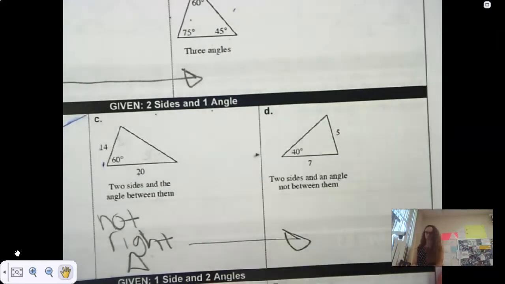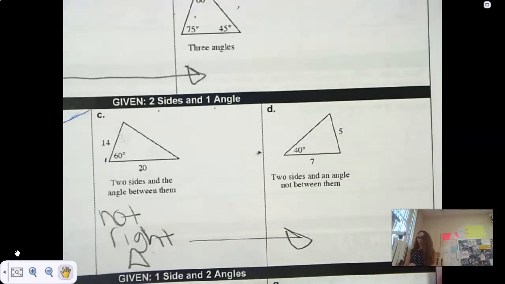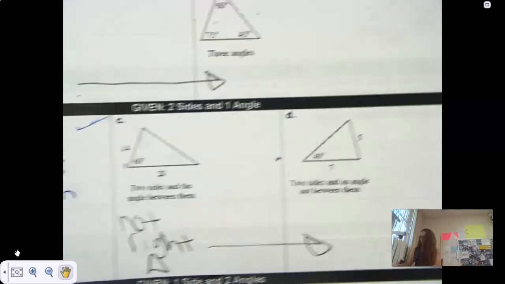No, it is not a right triangle. Okay? So it doesn't matter. You haven't learned how to do that. All right, let's go to this one.